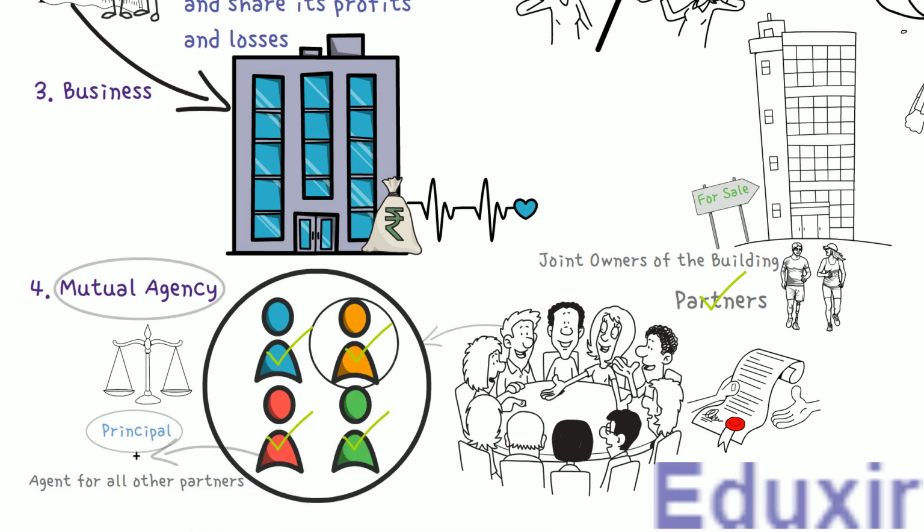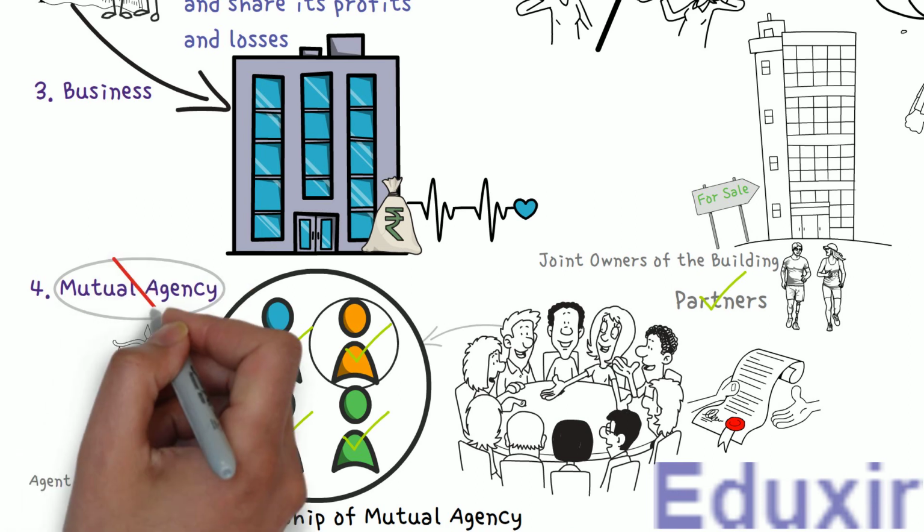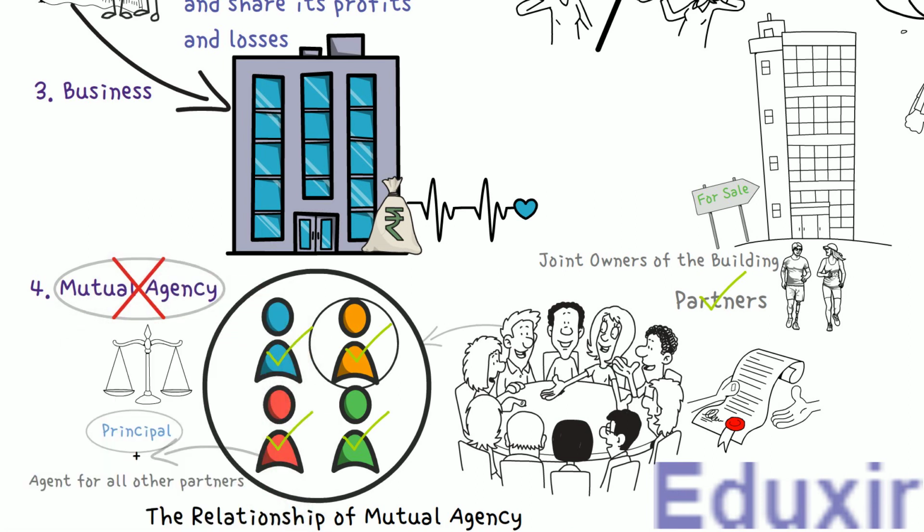Similarly, if any other partner signs a different contract, this partner is also legally bound to that contract. This concept of the relationship of mutual agency is very important. It is so important that if the element of mutual agency is not there, there is no partnership at all. Okay. Now let's continue our discussion about the essential features of partnership.